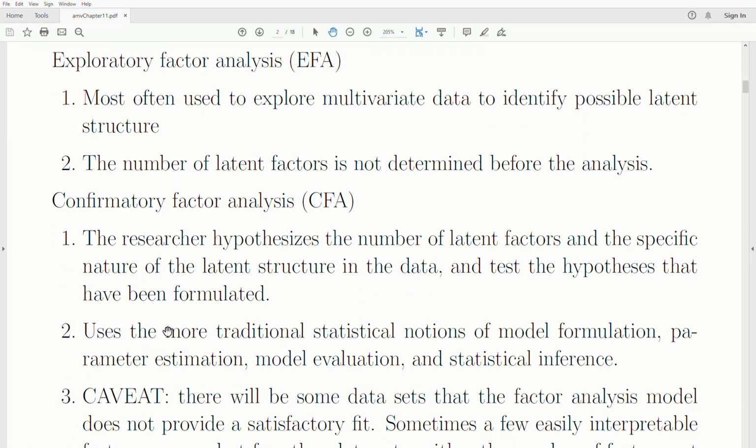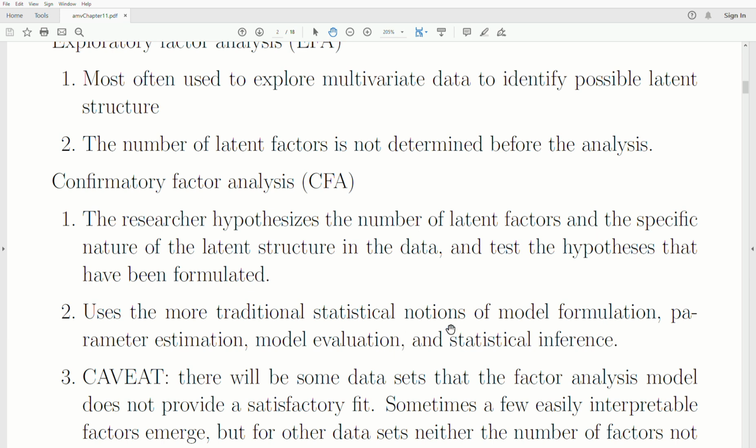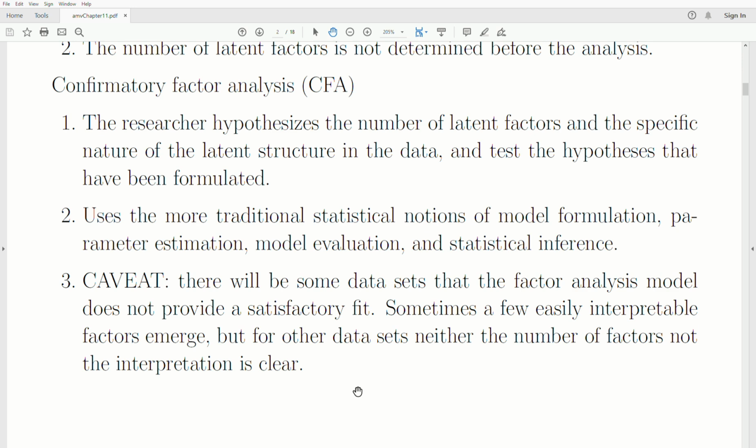Now, confirmatory factor analysis uses more traditional statistical notation of model formulation, parameter estimation, model evaluation, statistical inference, etc. The one big caveat is that there will be some data sets for which factor analysis models do not provide a satisfactory fit. Sometimes a few easily interpretable factors emerge, but for other data sets, neither the number of factors nor the interpretation is clear. And it really takes an expert in the area that you're studying to help determine the factors and to be able to interpret them.